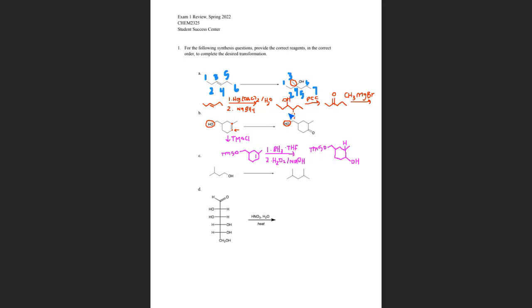So what we're going to do first is oxidize the primary alcohol. And we can do that using pretty much any oxidizing reagent. I'll just use PCC. And then after that, we can remove the TMS group. And then we can use a fluoride anion for that. So that would get us to our final product.